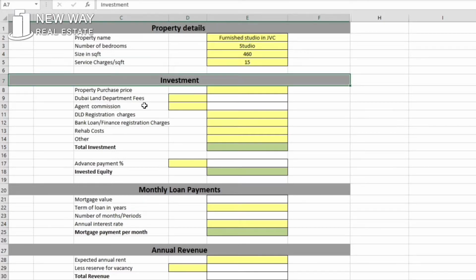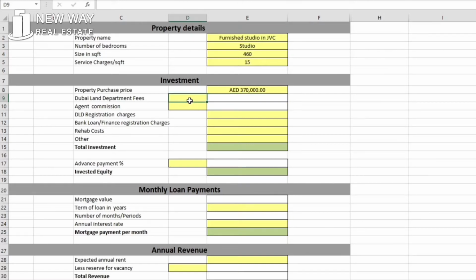We come to the investment part of our example. First, we start with the property purchase price. In this case, this property is listed at 370,000 dirhams. We need to account for all the costs that we will be incurring in the initial part of this investment, such as the Dubai Land Department fees, which is 4%, and the agent commission, which is 2%.